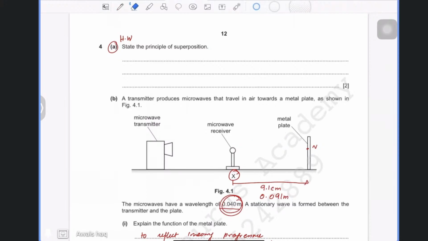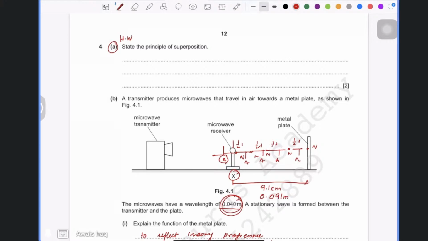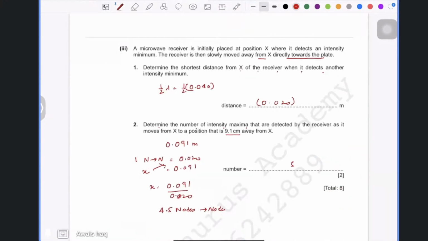So we need to make 4 actually. Wait a second. Node, then another node, so this is going to be half lambda, then another node, another half lambda, then another node, another half lambda, and another node, another half lambda, and 0.5 means there's going to be an anti-node because the next node will be half lambda. So it means that there will be an anti-node here, then another anti-node, another anti-node, another anti-node, another. So there are going to be 1, 2, 3, 4, and 5 anti-nodes because they're talking about the maximum. All right.